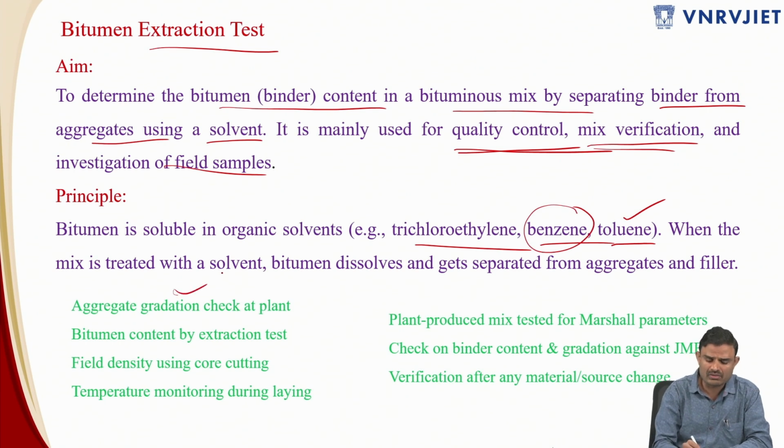Quality control tests may include aggregate gradation check at plant along with the bitumen content by extraction test, field density and temperature monitoring during laying. These are some tests conducted for quality control purpose. Similarly, for mix verification purpose, we have to see the plant produced mix tested for Marshall properties. We already discussed what is meant by Marshall properties, and we have to check whether these mixes are within the allowable limits of the Marshall properties. That is basically a mix verification test. Along with binder content, the same thing: the estimation of binder content can be done for field control as well as mix verification.